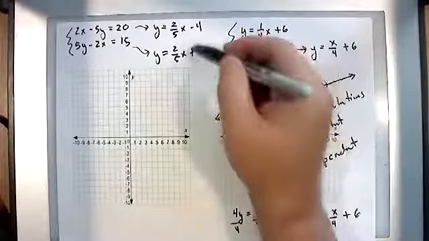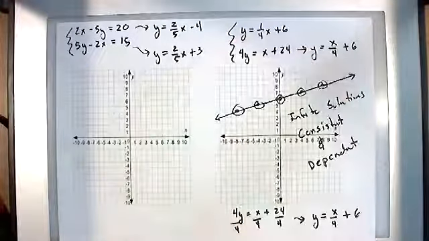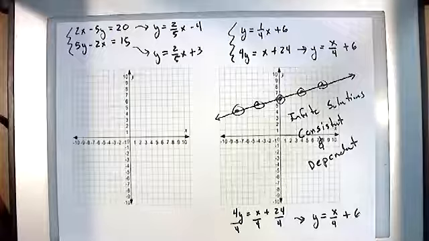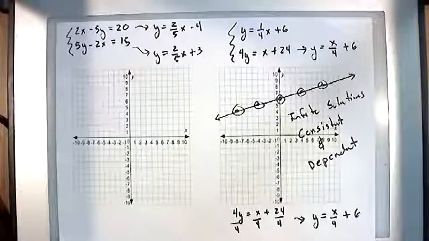Because they don't have the same y-intercept, all right? So we already know parallel lines are only going to meet, well, they're not going to meet ever, are they? So we already know the system is inconsistent. We still have to graph it, though, so let's go ahead and do that.